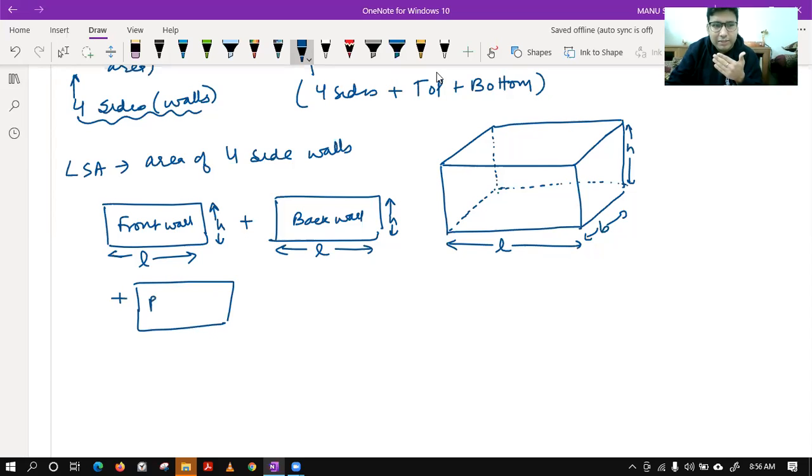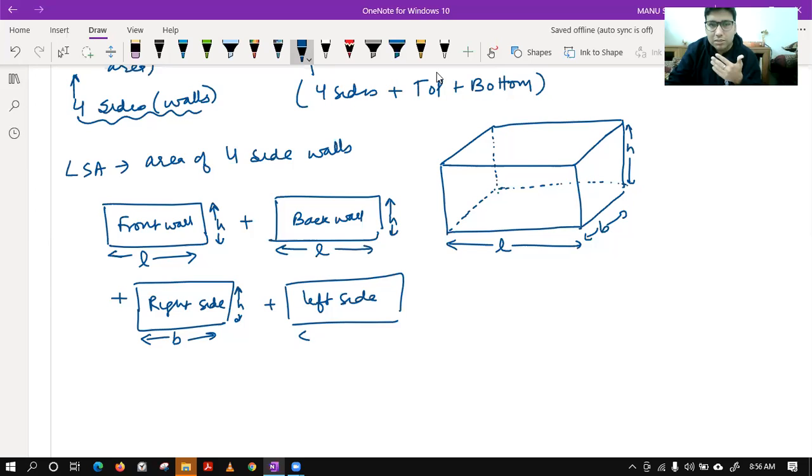Plus, tell me about the right side wall. It has dimensions of breadth and height. Very good. The right side wall has breadth and height. The same thing will happen on the left side wall also. So class, we are very close to finding the formula for lateral surface area.